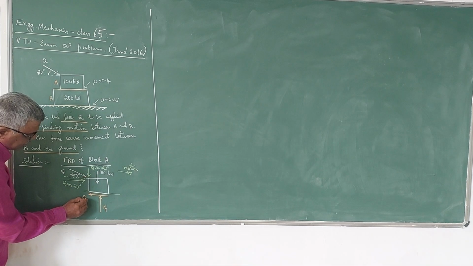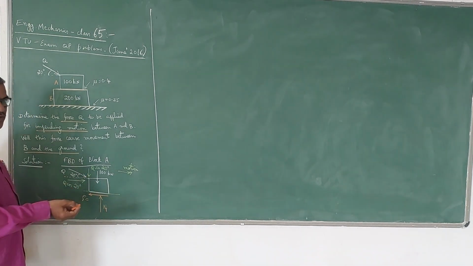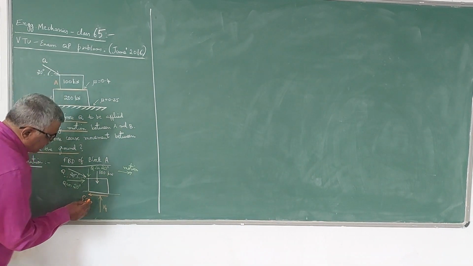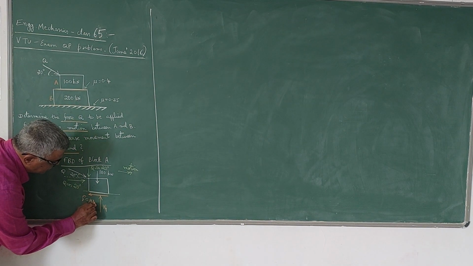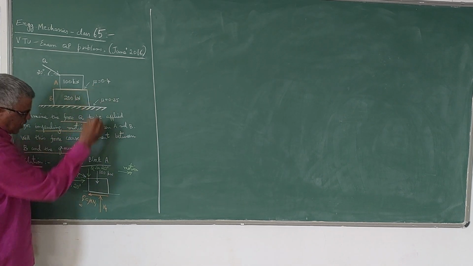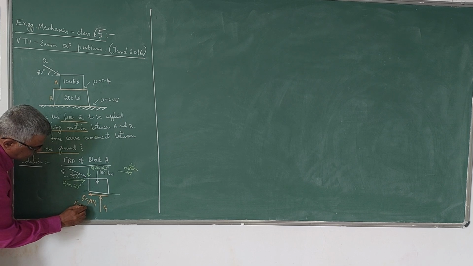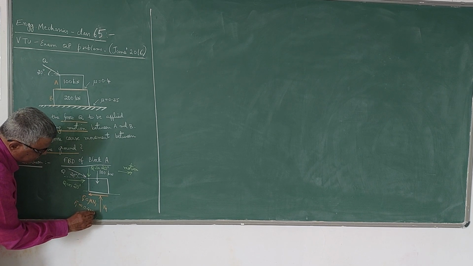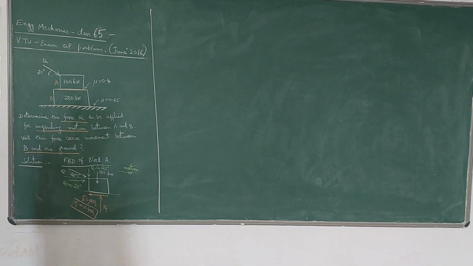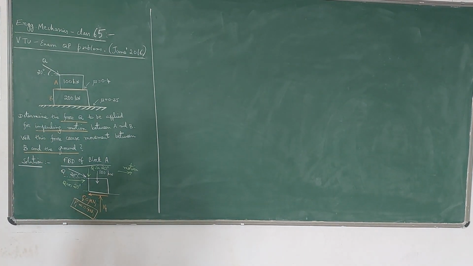You know that the relationship between frictional force and normal reaction is mu into N. F is equal to mu times N according to the law of friction. So it is mu times N1. Mu for this contact surface is 0.4. So we can write F1 is equal to 0.4 times N1. This is the relation. Now this is the free body diagram of block A.